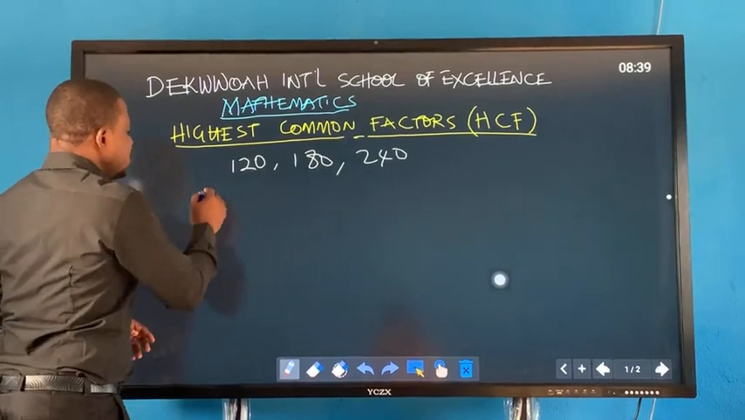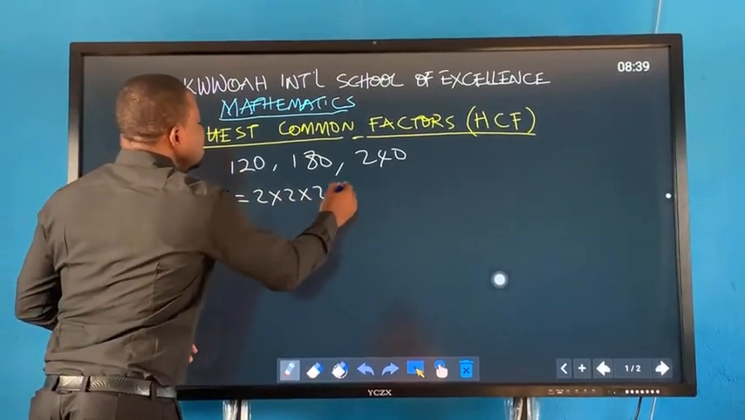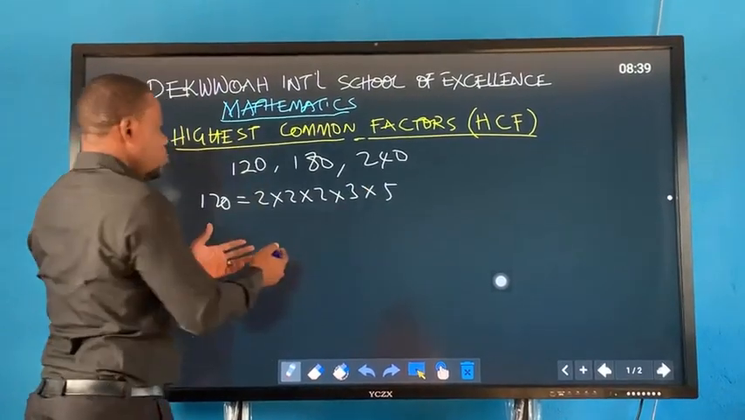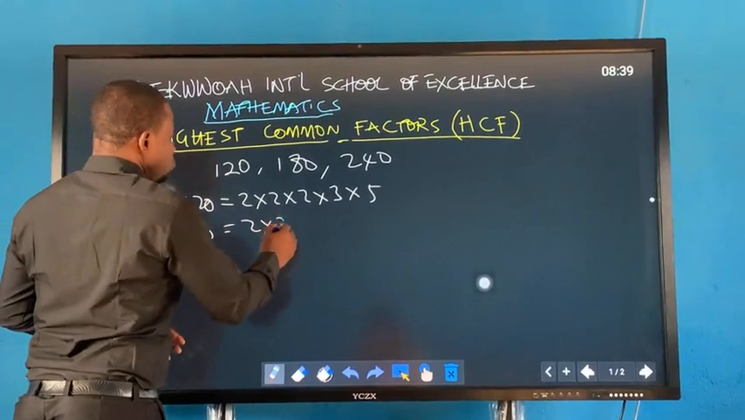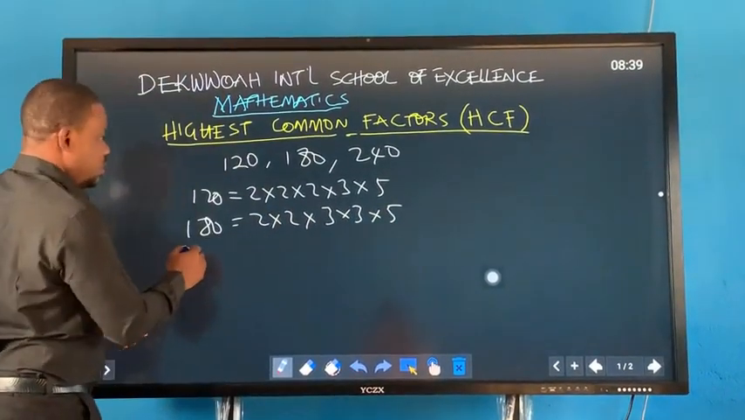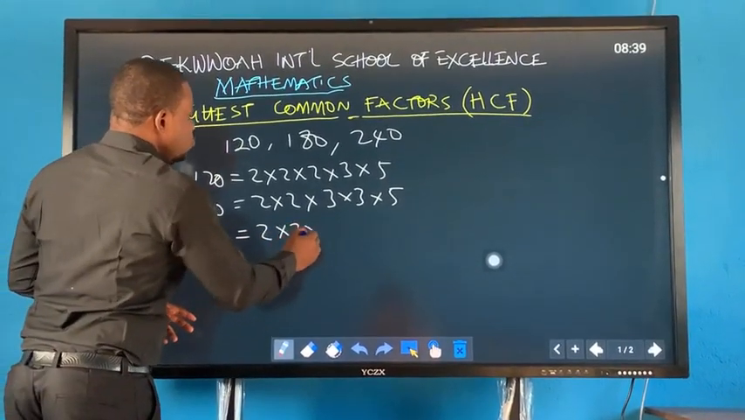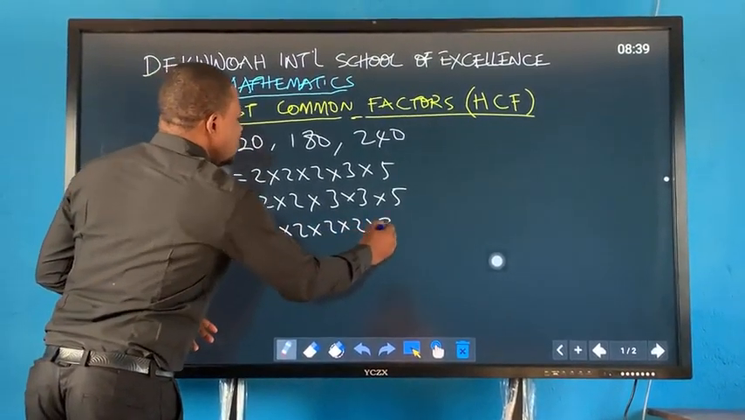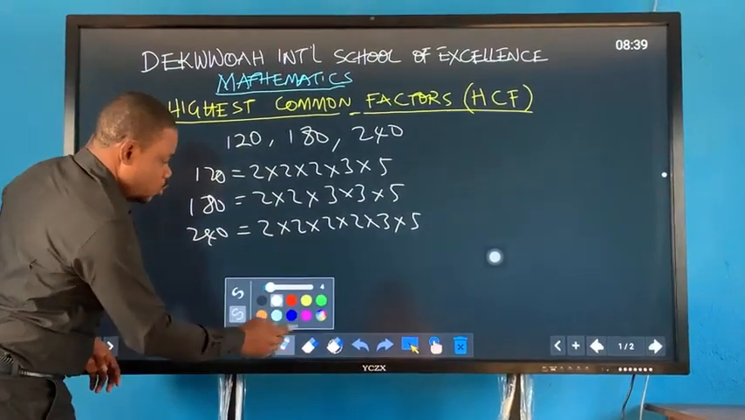I can just go by the second method. For 120, I have 2 times 2 times 2 times 3 times 5. This is 120. 180 is going to give me 2 times 2 times 3 times 3 times 5. This is 180. 240 is going to give me 2 times 2 times 2 times 2 times 3 times 5. That's 240. So let's move forward now.